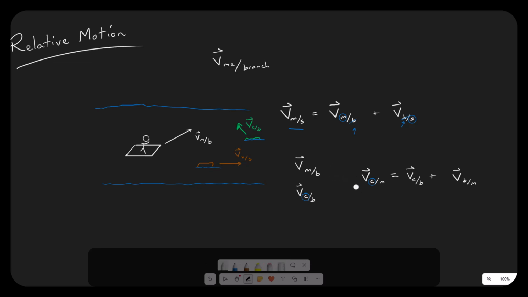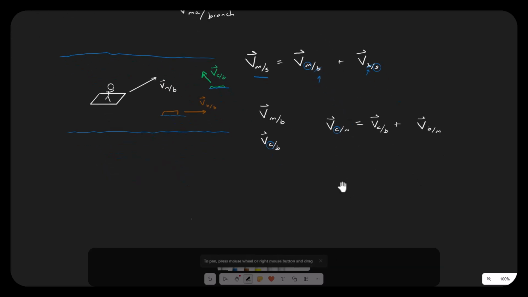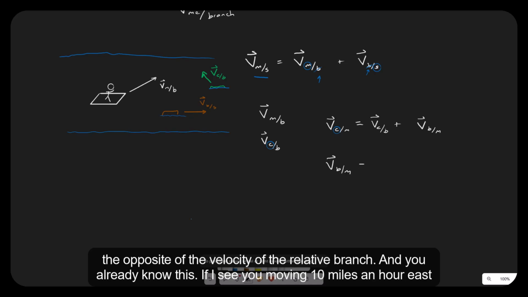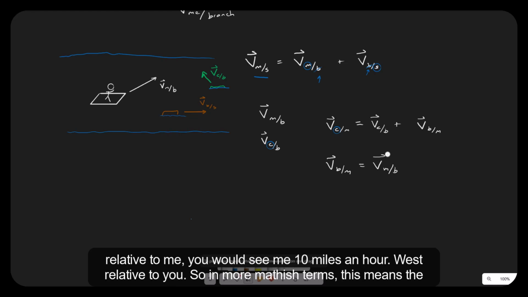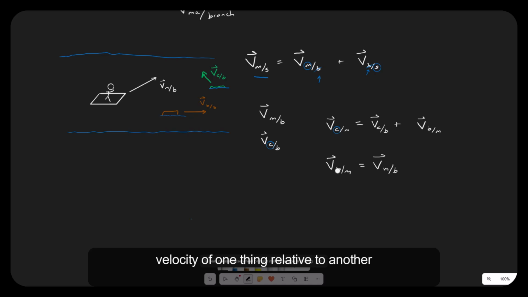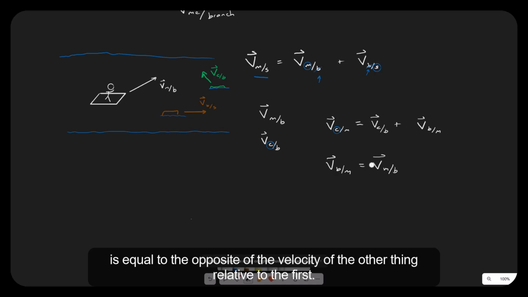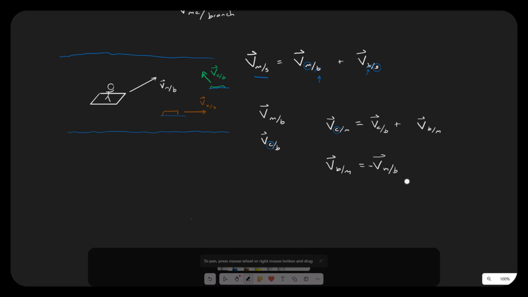Here is the trick. The velocity of the branch relative to me is the opposite of the velocity of me relative to the branch, and you already know this. If I see you moving 10 miles an hour east relative to me, you would see me moving 10 miles an hour west relative to you. So in more mathish terms, this means the velocity of one thing relative to another is equal to the opposite of the velocity of the other thing relative to the first.